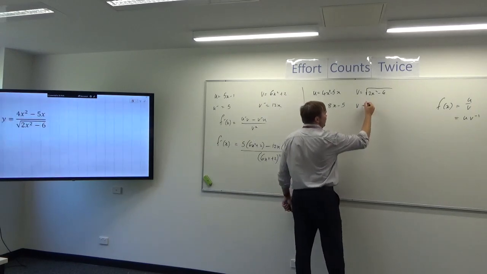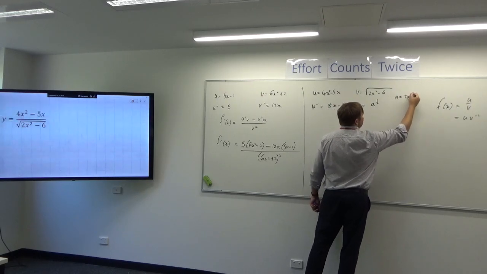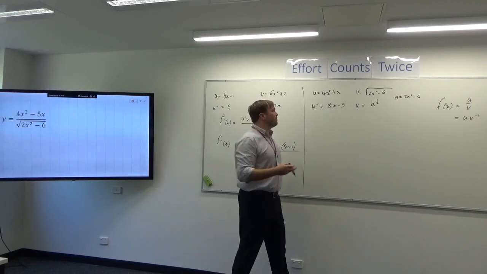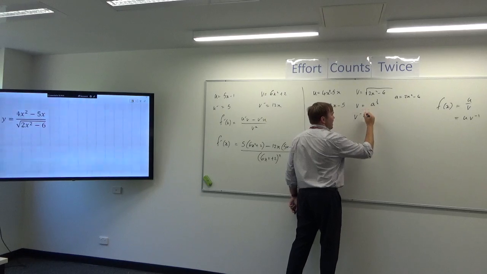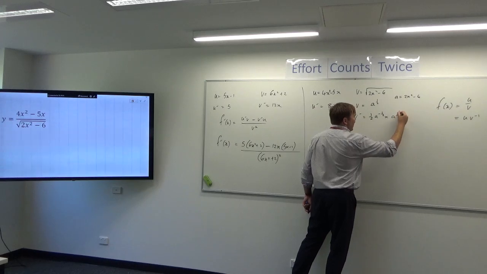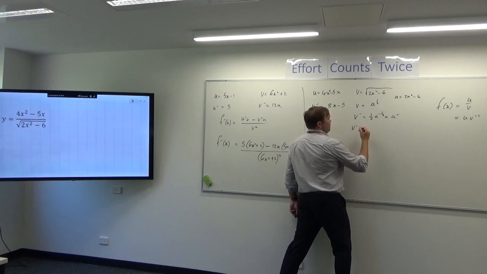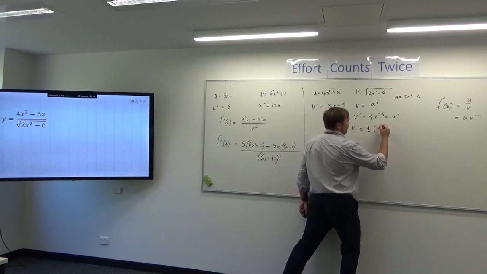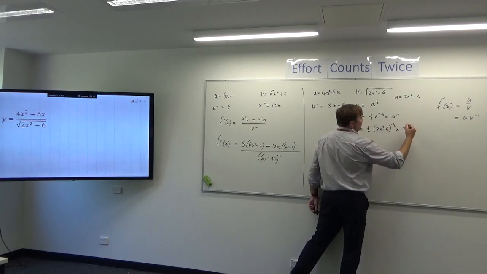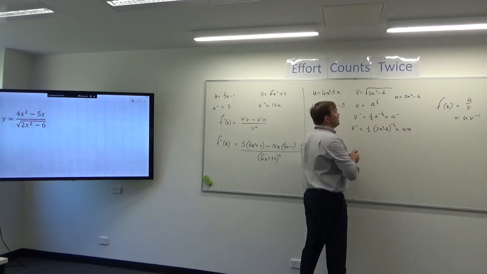We can think of v as a to the power of a half, where off to the side a is 2x squared take 6, because it's that inner and outer function setup. It's chain rule again. Therefore, v dash is a half a to the minus a half multiplied by a dash. Sub it back in. v dash is a half, bracket, 2x squared take 6 to the minus a half, multiplied by 4x, because a dash is 4x.